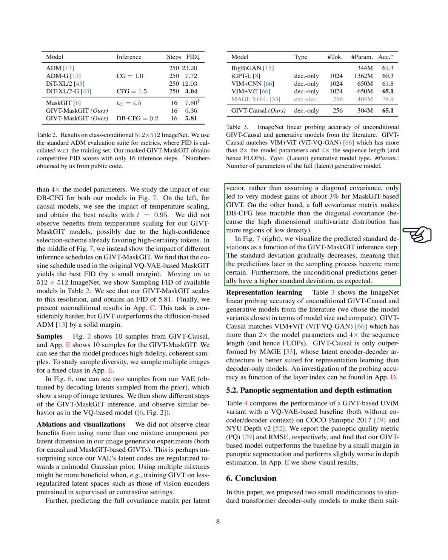In terms of representation learning, GIVT causal matches VIM plus ViT, which has more than 2 times the model parameters and 4 times the sequence length. GIVT causal is only outperformed by MAGE, whose latent encoder-decoder architecture is better suited for representation learning than decoder-only models.